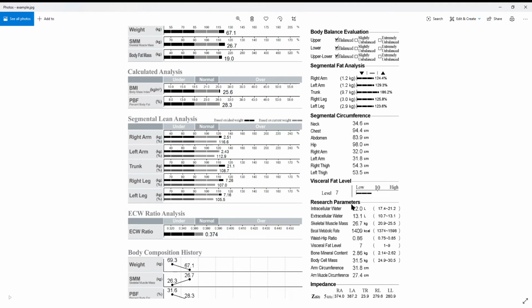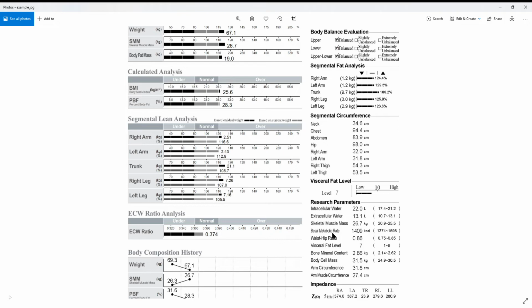The research parameters looks at a few other measurements. Intracellular water, the water within our cells. Extracellular water, that water located on the outside of our cells. Skeletal muscle mass with a recommended normal range. Basal metabolic rate. The basal metabolic rate is the amount of calories that you burn at rest in 24 hours. As an example, if you did nothing for 24 hours, that is the amount of calories that you burn.